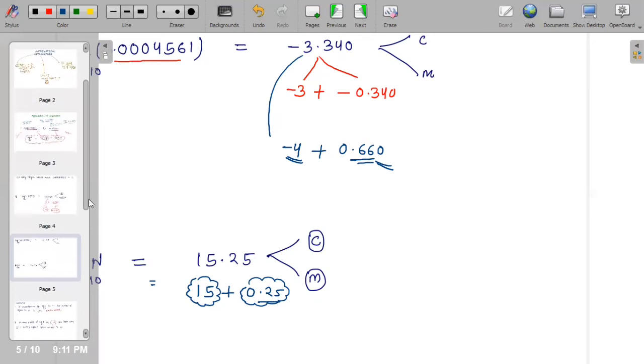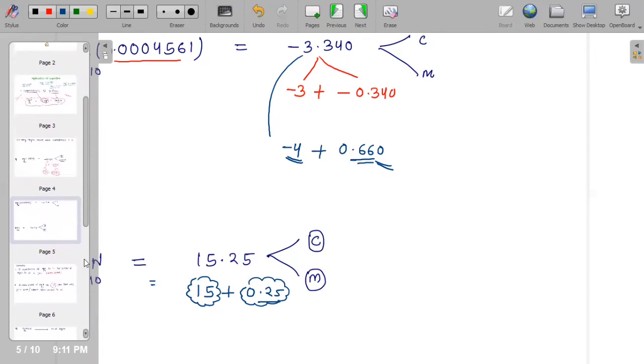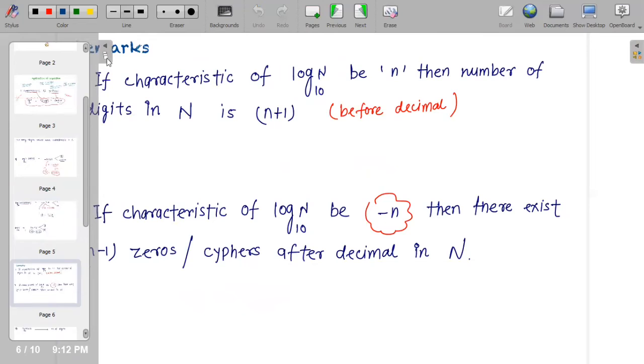So far I believe that you are able to find the characteristic and mantissa for any number, no matter whether that number is negative or positive. Negative was a bit problematic, but for a positive number, you haven't got any second to check what will be the characteristic and mantissa part. Now, there comes the conclusion part.